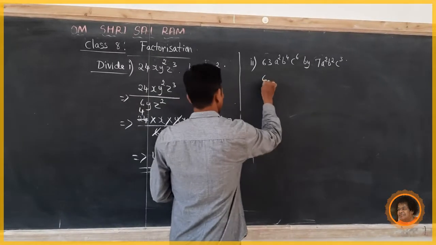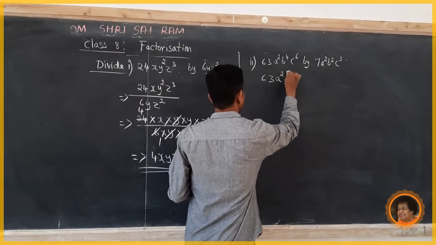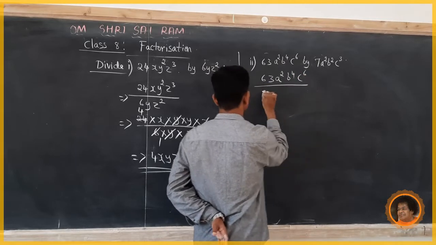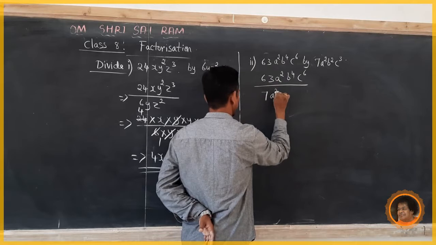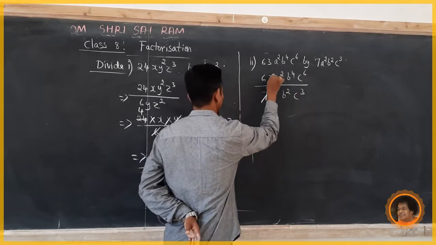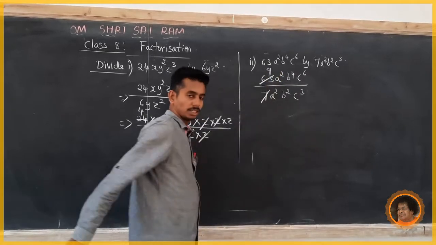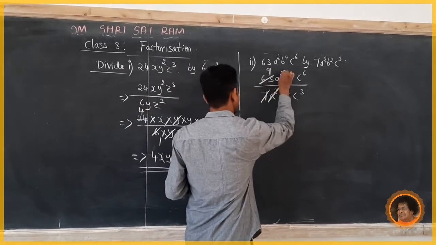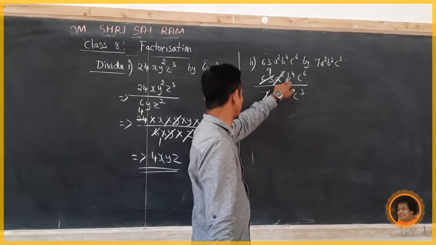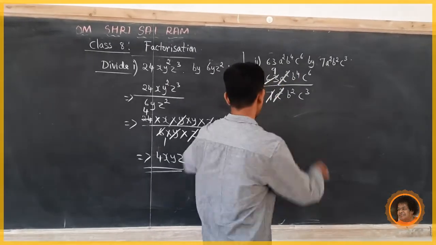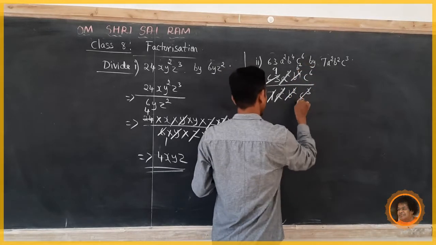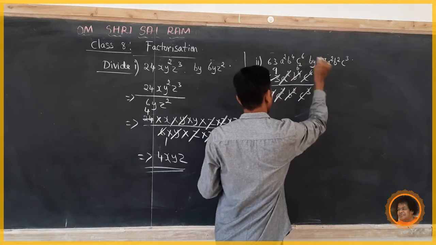So 63 a squared b to the power 4 c to the power 6, it is divided by 7 a squared b squared c cube. 7 ones are 7, nines are 63. Now a squared is cancelled by a squared. In the denominator it is b squared, in the numerator it is b to the power 4. So b squared, the left one is b squared. So c cube, and here it is c to the power 6. So it is c to the power 3.